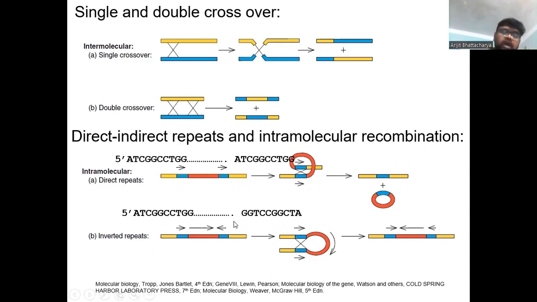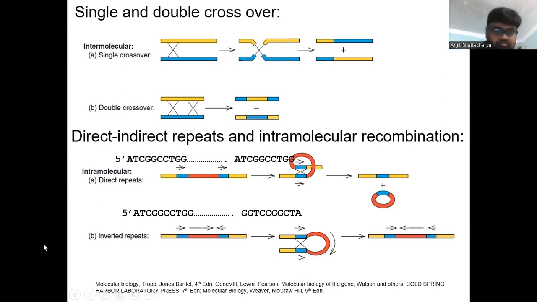So if these direct and inverted repeats are there, then there can be intramolecular recombination. And what is the outcome? The intramolecular recombination between direct repeats leads to deletion of the segment of DNA that is in between the two repeats. So actually the DNA loops, then the two DNA sequences align, and then the recombination occurs, and that results in deletion of the stretch of DNA that is in between the two repeats.